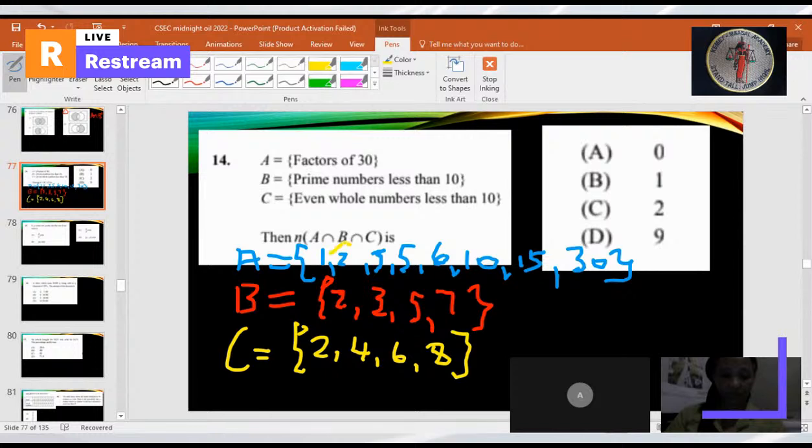Yeah, so here's 2, here's 2, and there is 2. So 2 is the number of, see that n there, the number of elements that is in all three. So they're not asking which element is in all three of them. They're asking the number of elements, how many elements are in all three. So it's only 2 that's in all of them. So the answer is 1. One number is in all three.